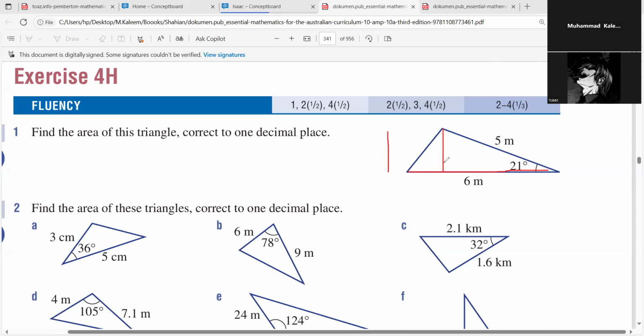So firstly, we have to work out the height. If I'm considering this as a height, it is always perpendicular to the base, then this one will be a right angle triangle. Here we have to use SOHCAHTOA to find the height.